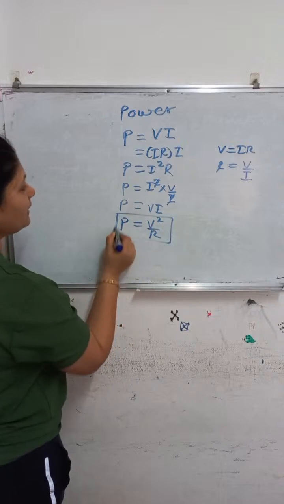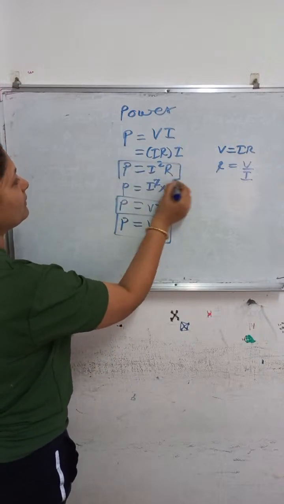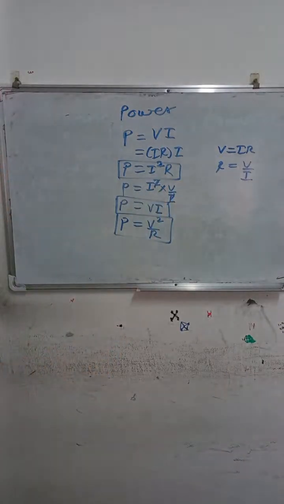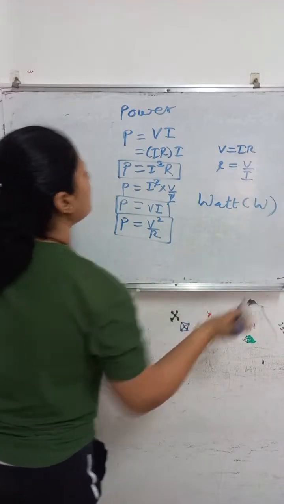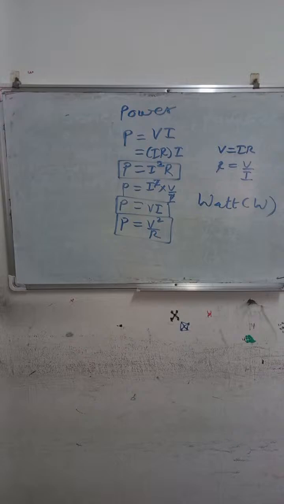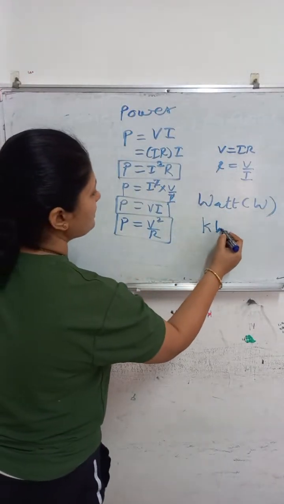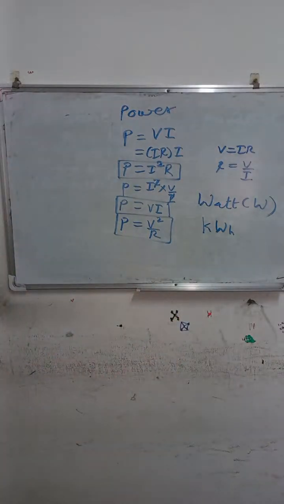So these are the three important formulas for power. P is equal to I square into R, P is equal to V into I, and P is equal to V square by R. Power is measured in watt, denoted by the letter W. And the commercial unit of electrical energy is kilowatt hour.